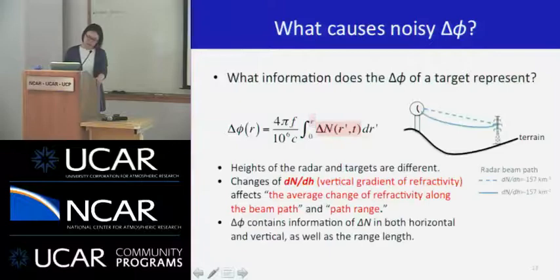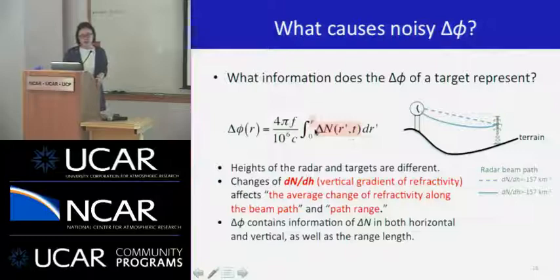at the same height as the radar. Targets are on the terrain and at different heights. So when there are height differences, we need to consider the vertical variation of the refractivity. Hereafter, I will call it DNDH. And this DNDH really plays an important role in the phase quality, because the DNDH affects the average refractivity along the beam path, as well as the path range.